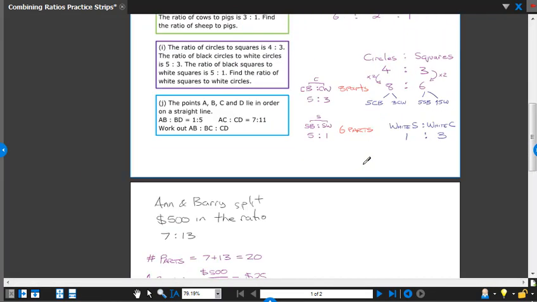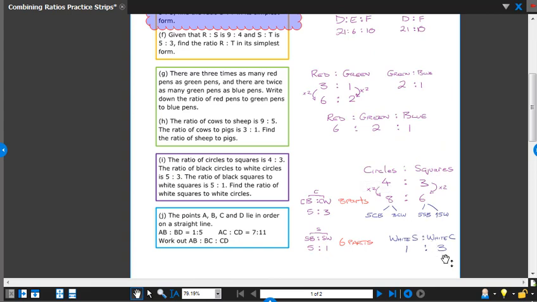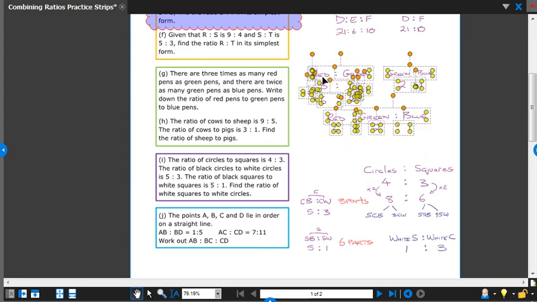Do we need more space? I will push these up a little bit.